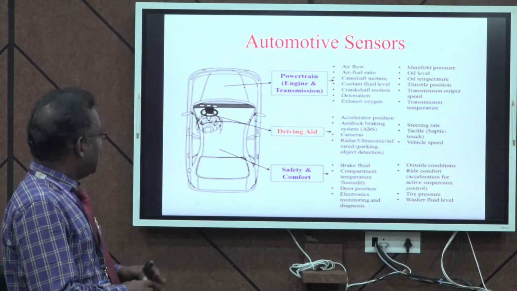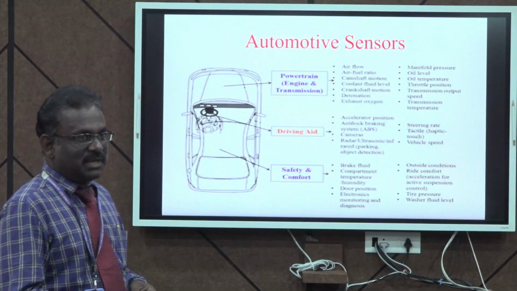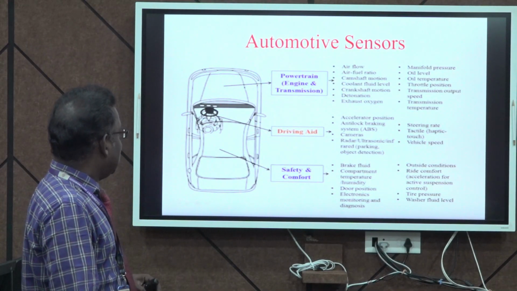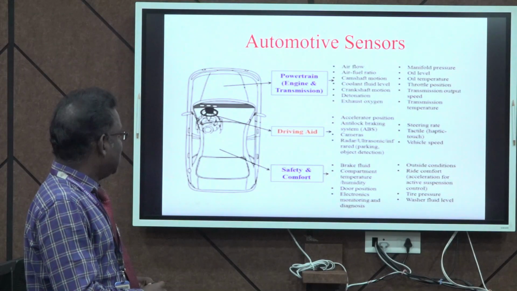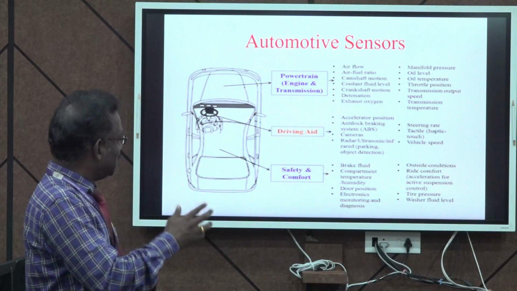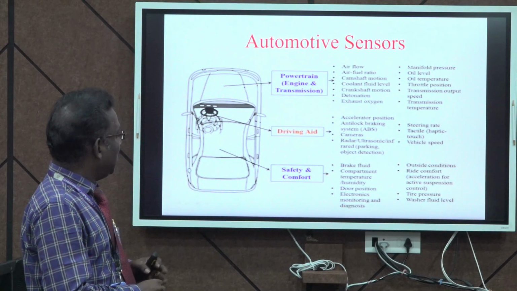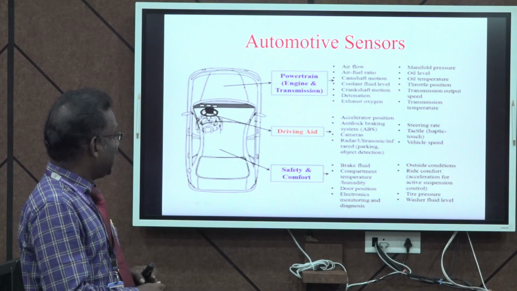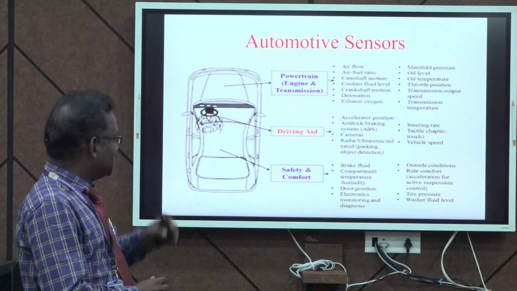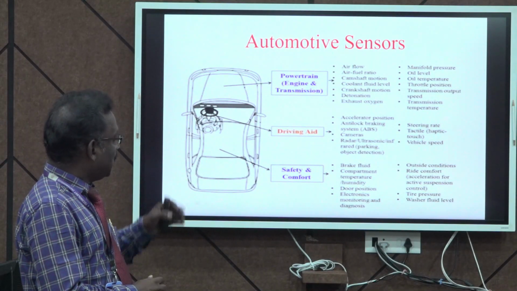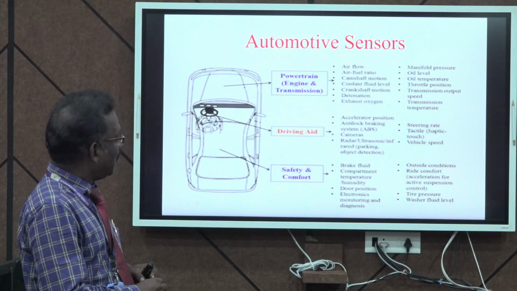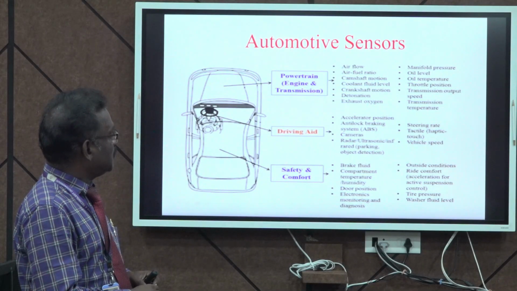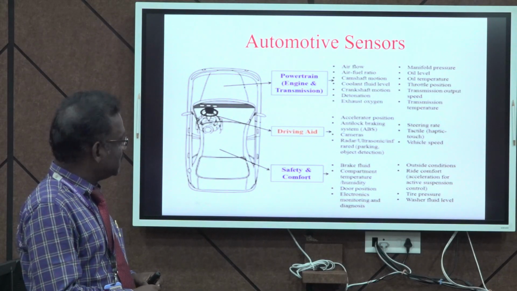Here I grouped the different types of sensors used in automobiles into 3 categories. The first one is the sensors used in the power train, that is, for transferring the engine power to the wheels. They are the airflow rate sensor, air fuel ratio sensor, camshaft motion sensor, coolant fluid level sensor, crankshaft motion sensor, detonation sensor or knocking sensor, exhaust oxygen sensor, manifold pressure sensor, oil level sensor, oil temperature sensor, throttle position sensor, transmission output speed sensor, and transmission temperature sensor.